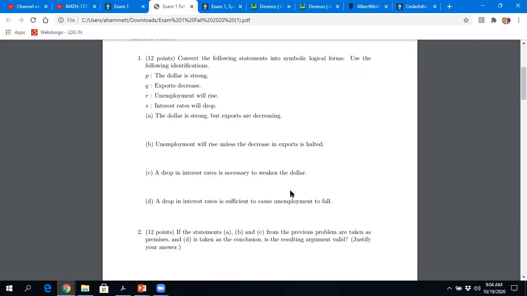Okay, so the dollar is strong, but exports are decreasing. So that was P and Q.